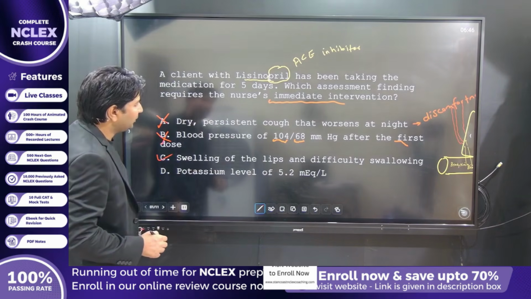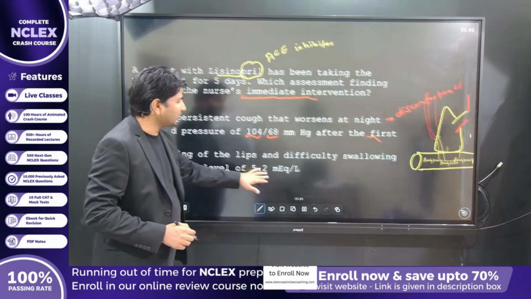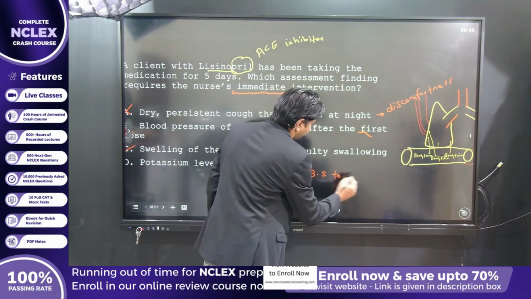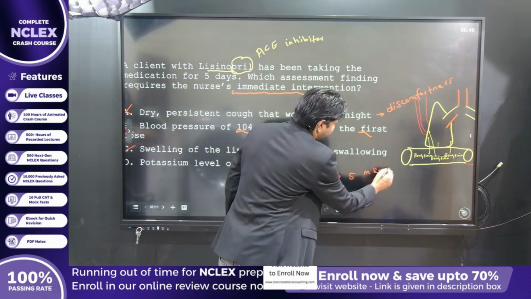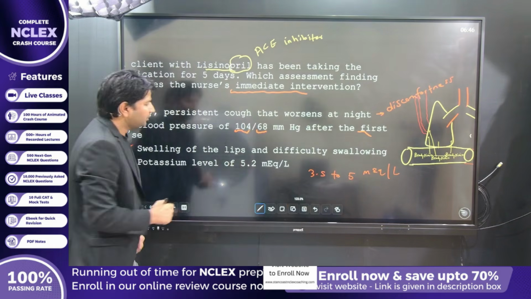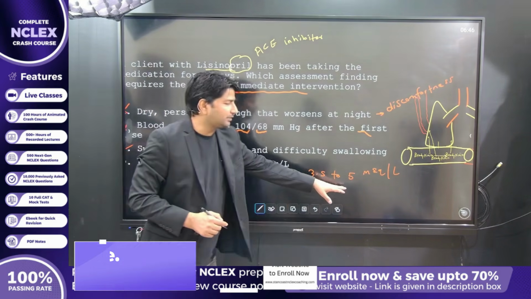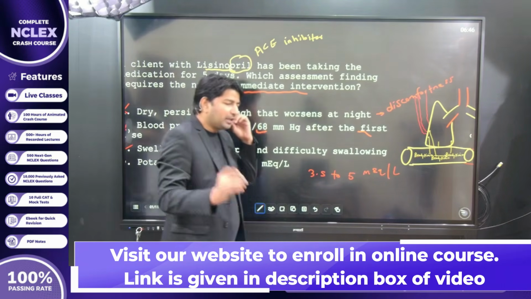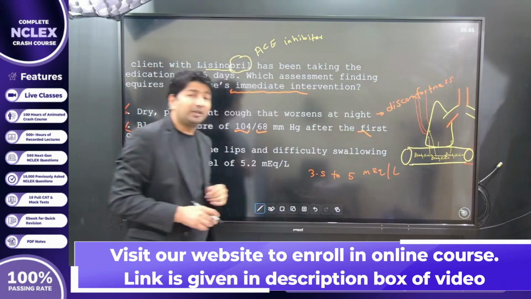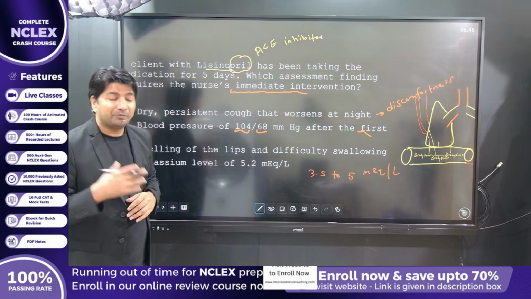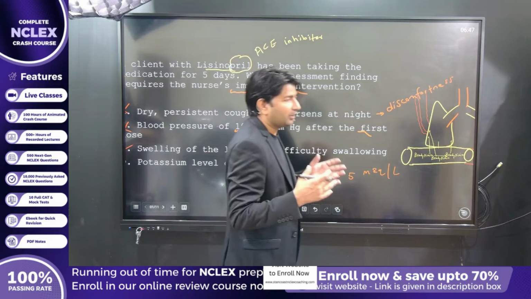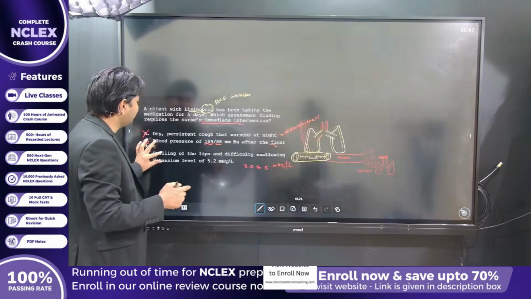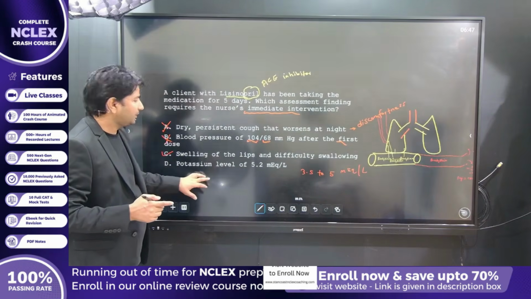Next is the potassium level of 5.2 milliequivalents per liter. The normal potassium level in the blood is 3.5 to 5 milliequivalents per liter. Here it is 5.2, but the normal is 5, so it means there's a mild hyperkalemia. Hyperkalemia is not good for the patient because it can lead to cardiac dysrhythmia, then heart block, and then cardiac arrest. But between these two conditions, we have to apply the ABCs: airway, breathing, and circulation.